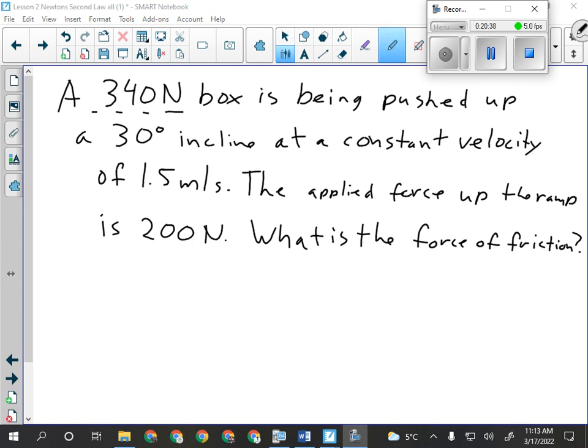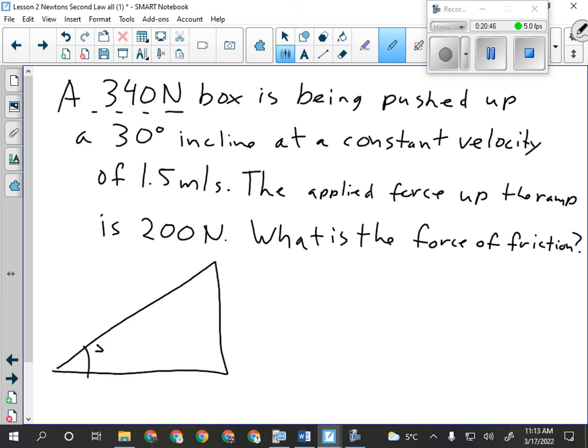So we have this box being pushed up the incline. We know the incline's 30 degrees. We know the box weighs 340 newtons. So what's its mass? 34.65 kilograms. Okay, so we've got its mass, and we know it's being pushed up. So there's an applied force acting up the ramp, and they tell us what it is. It's 200 newtons.